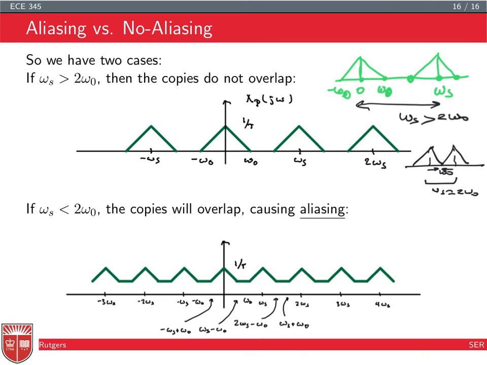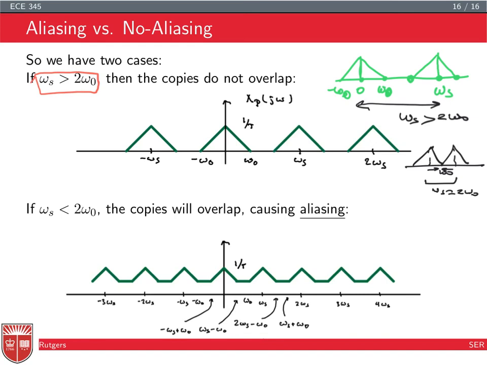But let's understand here that there are two cases: the cases where the copies will overlap and the cases where the copies will not overlap. Now, the case where the copies will not overlap is the good case, so we want this to happen, if the sampling frequency is bigger than twice the maximum frequency in the signal. So if ω_s is strictly greater than 2ω_0, the Nyquist rate, then the sampled signal will look something like this in the frequency domain. So you have multiple copies of the original signal with no overlap, so there is no aliasing.